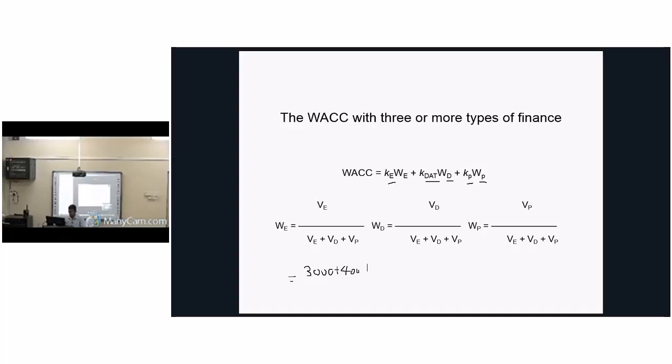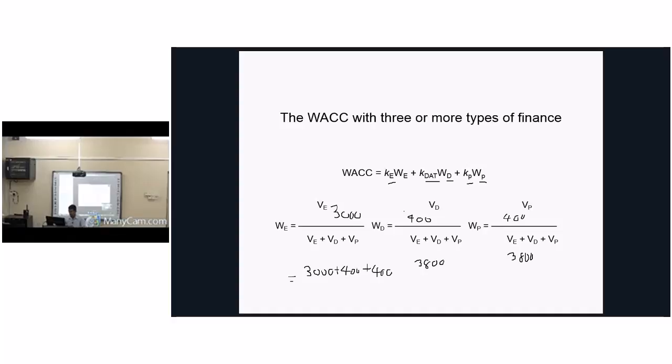The value of preference shares is also 400 million, right? So the value of equity would be 3000. So you can calculate the weightage here. The total is 3800. From that, the value of debt would be 400, and the preference shares also the same weightage, but the percentages are different.